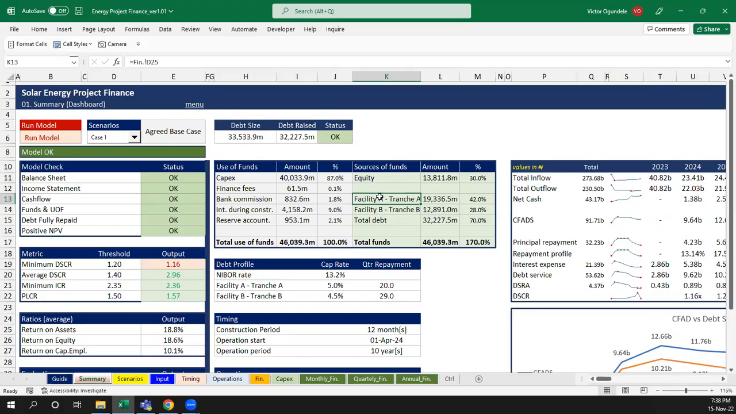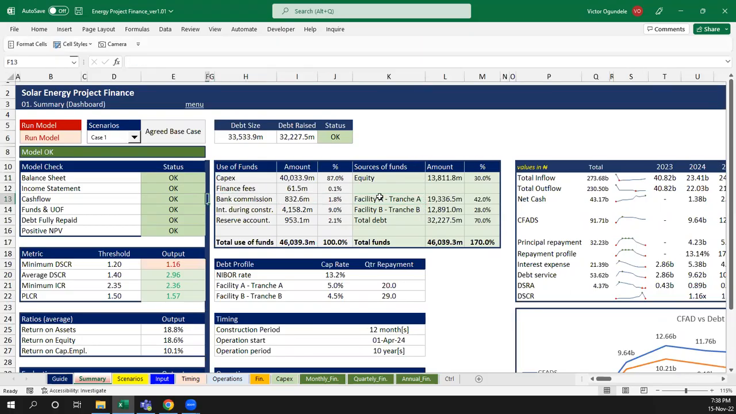In case, over the project lifespan, the business will be at losses, then it is going to show you red. You have your cash flow to be sure that you have enough cash at the end of the period, and your funding equals your use of funds. Based on what you've done in the model, can the project debt be fully repaid? Then we check the project NPV to be sure it is positive. Then the metric and the threshold: this is the benchmark that the lender would request.